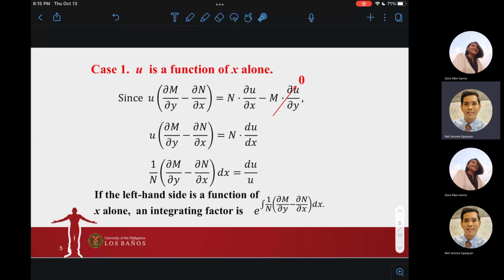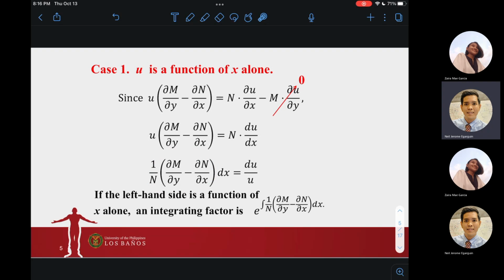Kapag si U ay function ni x lamang, alright, so that means U is a function of x, wala siyang variable na y, ibig sabihin, itong partial ni U with respect to y ay magzi-zero. Okay? So siya ay magzi-zero kasi yun nga, wala siyang variable na y. So it's a constant with respect to y. Okay? Then essentially, we simplify, we get this guy, tapos we can divide both sides by N. Alright? So makukuha ko ay 1 over N times this guy.